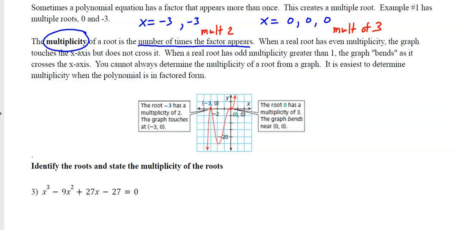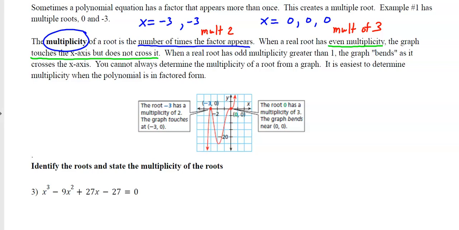And then there's something else. There's a little graph here that kind of says when a real root has an even multiplicity. So when you have even, you happen 2 times or 4 times or 6 times, the graph touches the x-axis but does not cross it.